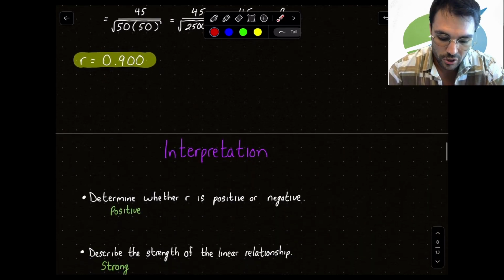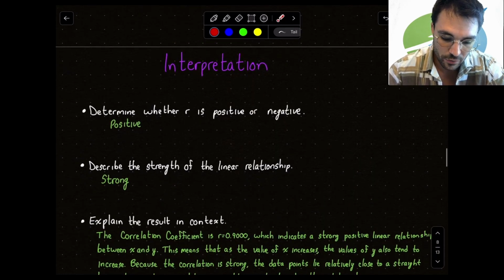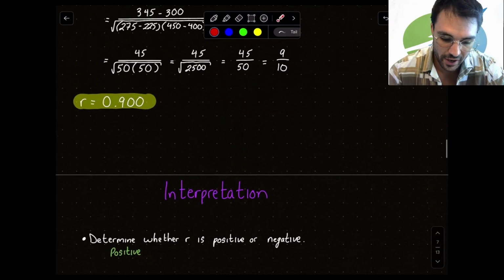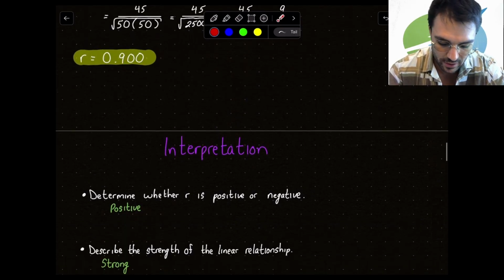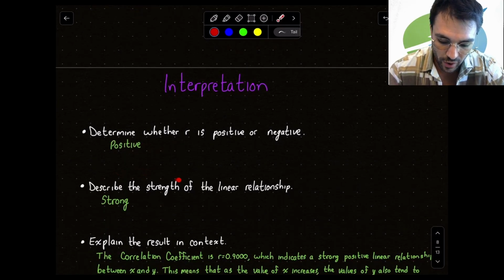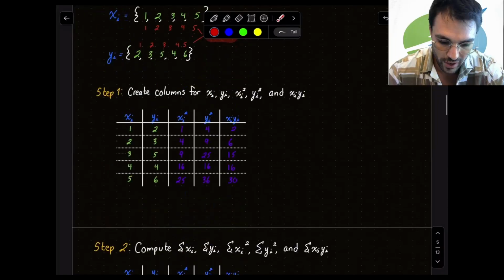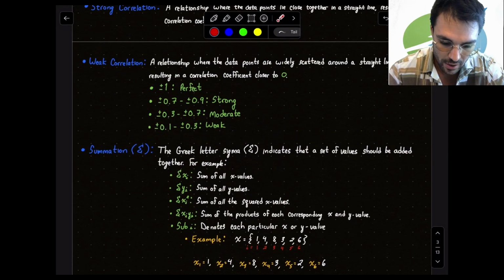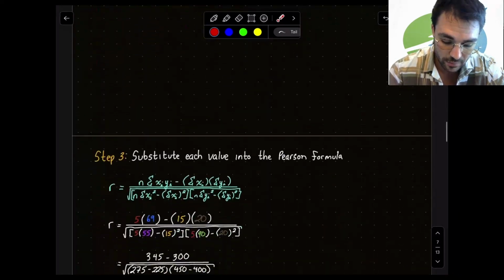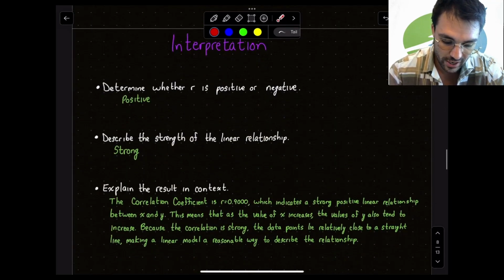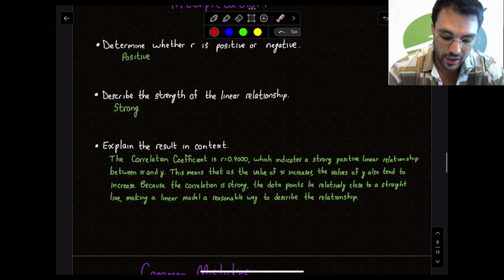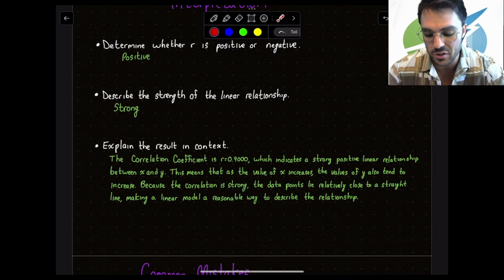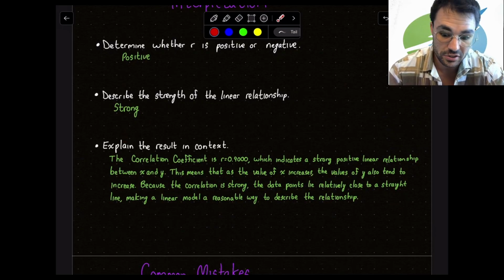R equals 0.900. Cool. So what does this mean? Let's interpret this. First we determine whether R is positive or negative. We can see clearly here it's positive. Describe the strength of the linear relationship. I had that written out over here. It's in this range of plus 0.7 to plus 0.9. We got exactly plus 0.9, so we can say it's strong. And explain the result in context.